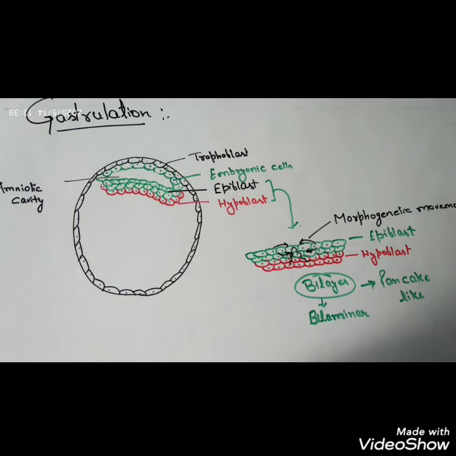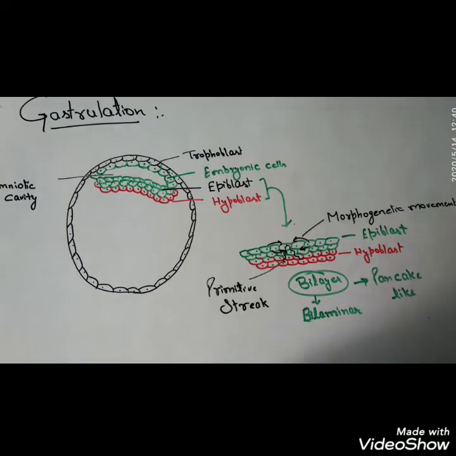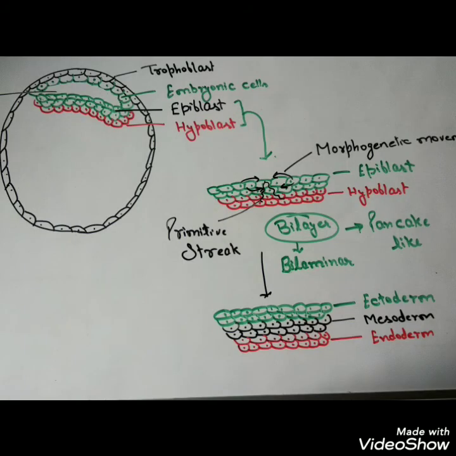Again, I am going to repeat it. On the left side you are seeing the figure of blastocyst. Then on the right side I have shown these two layers, epiblast and hypoblast cells, and the movement, that is morphogenetic movement of these cells, by using black marker, which results in the formation of primitive streak. Hope at this point you have understood very clearly. Now I am going to proceed further.